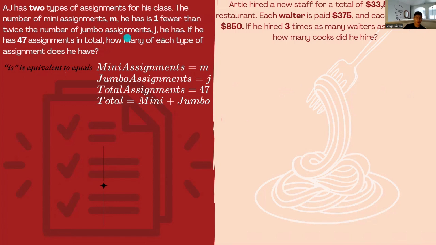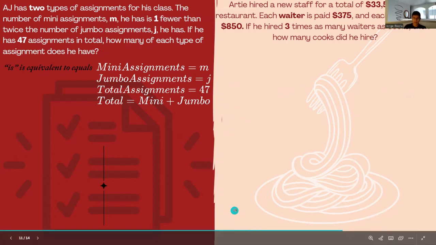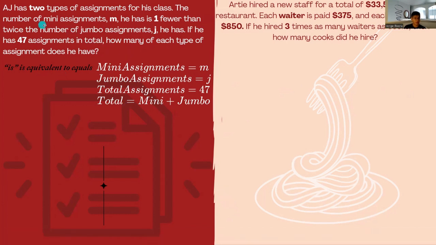So if we look over here, we always have to be looking at the actual language of the question, right? So the number of mini assignments M, we're saying that this variable M is equal to 1 fewer than twice the number of jumbo assignments, right? So M is equal to 1 fewer, which is represented by the -1, of twice the number of jumbo assignments. So twice the number of jumbo assignments just basically means he has 2 times the number of jumbo assignments.